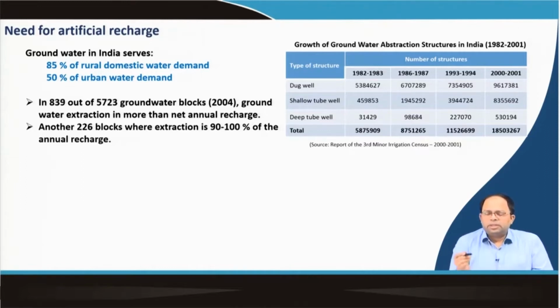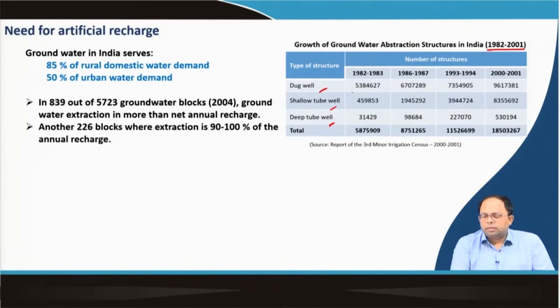Why? Because you see in this particular table that I have provided, the type of groundwater abstraction structures in India during the years 1982 to 2001, we would see a tremendous growth for all these groundwater abstraction structures, that means the different structures that are used to take out groundwater. For example, we have dug wells, shallow tube wells, and deep tube wells. So, these are the different equipment or structures using which we take out groundwater. So, you see their growth.